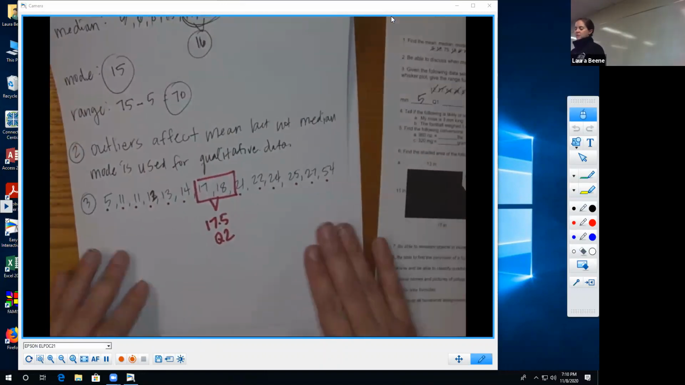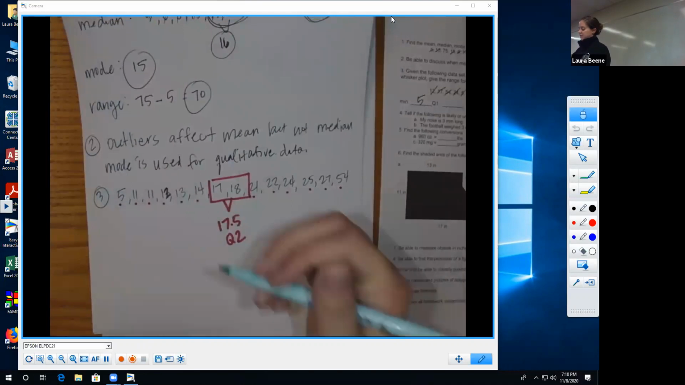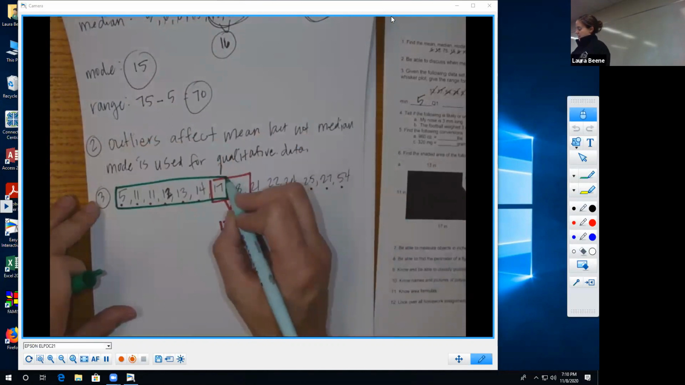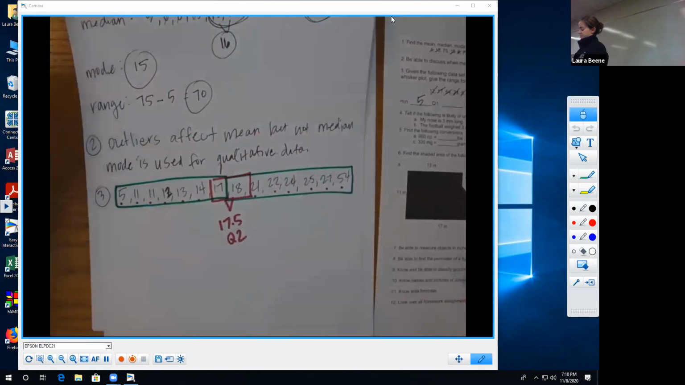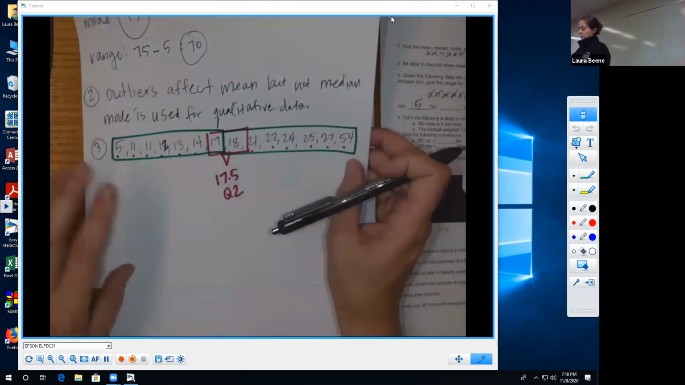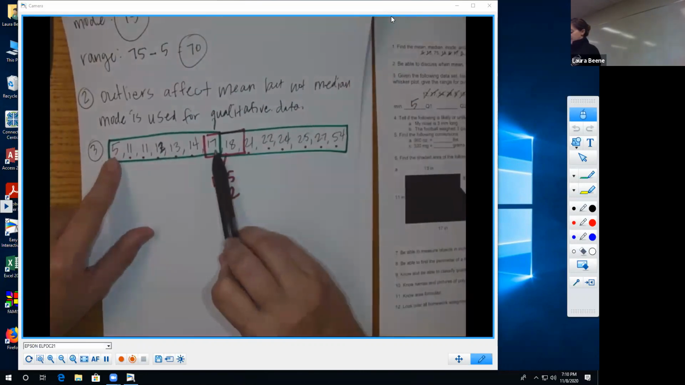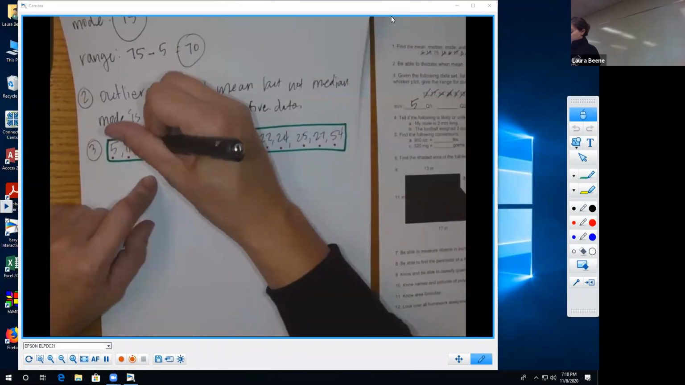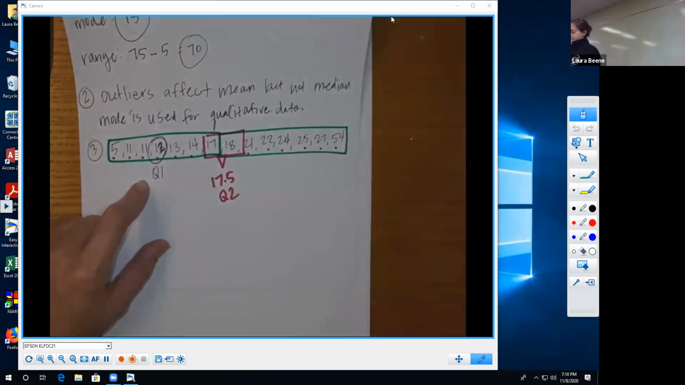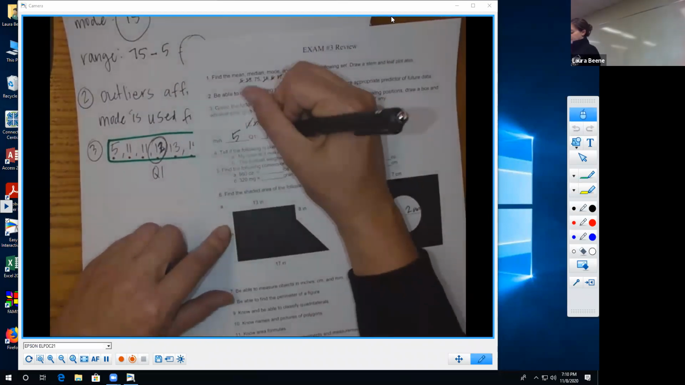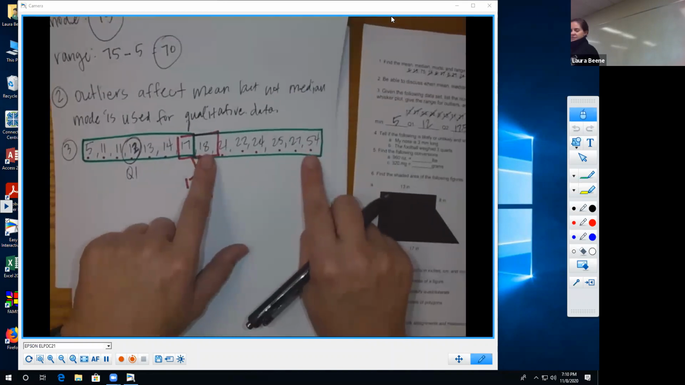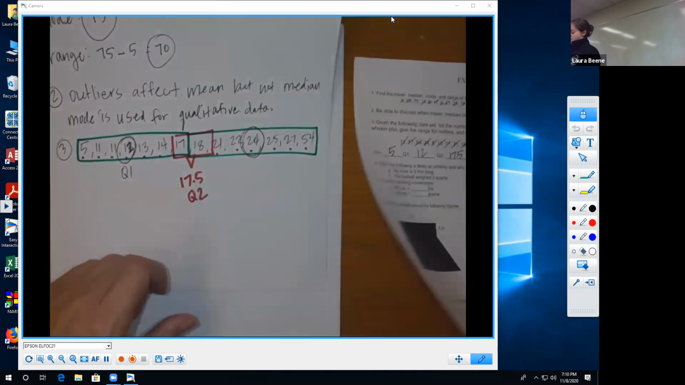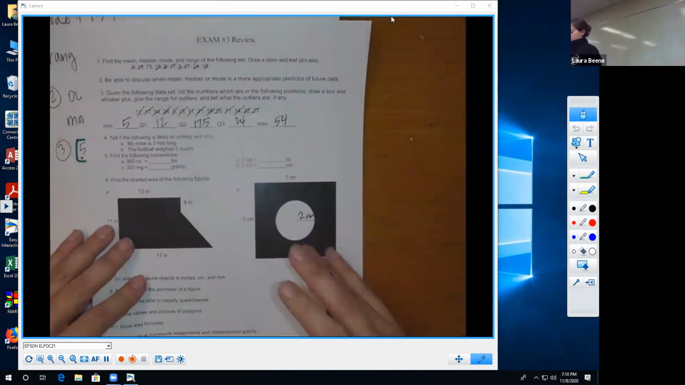Since we didn't actually pick one of those numbers for our median, when we split it to find Q1 and Q3, we still use the 17 and we still use the 18. Now, for Q1, I need to find the median of this first set. So let's see. Q1 would be 12. And then I need to find the middle of the second set of data. If I count down to the middle, it would be the number 24. So 24 is Q3.